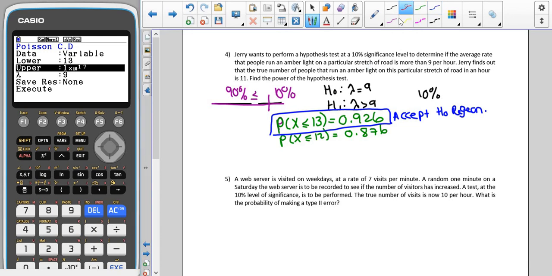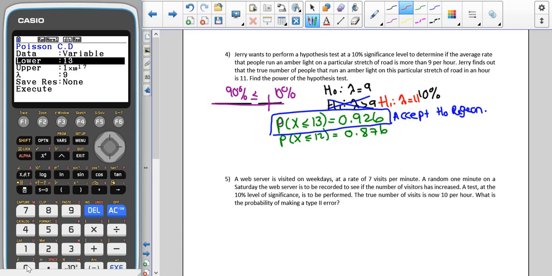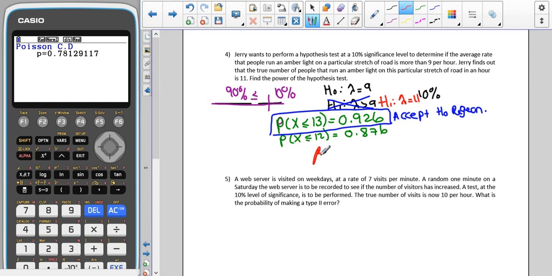We can now do as we were before, which is, well, the actual mean, so we're changing our H1. The actual mean that we found was that lambda was equal to 11, and then we're finding the probability that we end up in this region. So 0 is our lower, 13 is our upper, and our actual value for lambda is 11. Oops, sorry, typed that in wrong. There we go. Which means that beta is 0.781.